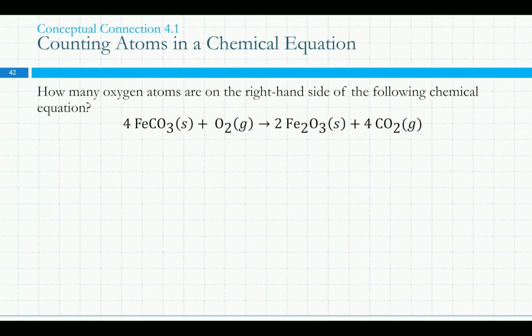All right, so how many oxygen atoms are on the right-hand side of this following chemical equation? Think so? Wait, 9? On the right-hand side? So because there's a 2, that means that there's Fe2O3 and CO2, CO2. And so we multiply the coefficient by the subscript. So this would give us 8. This would give us 6. So we have a total of 14 oxygens.